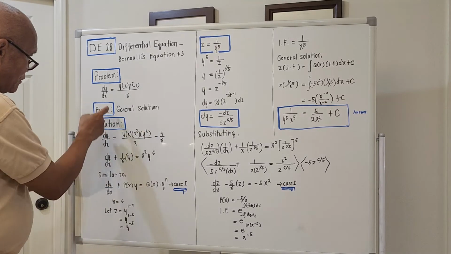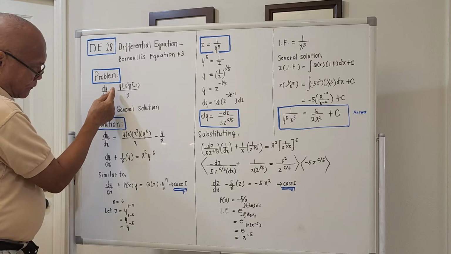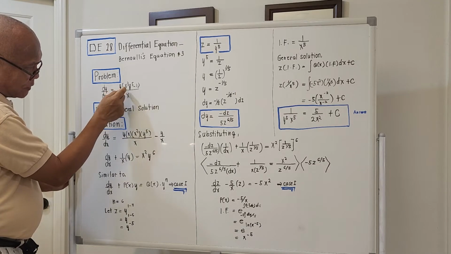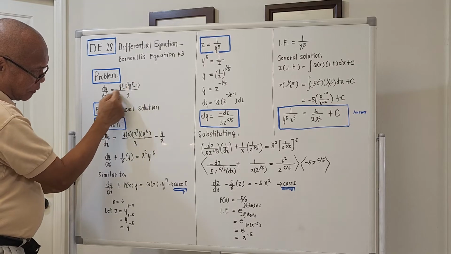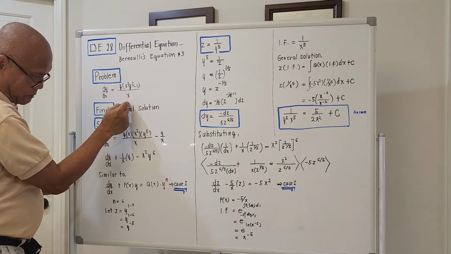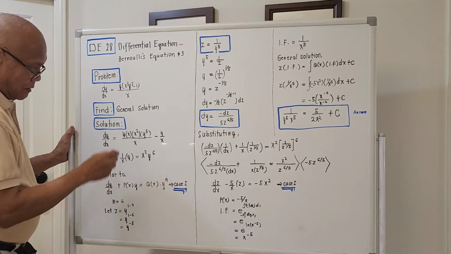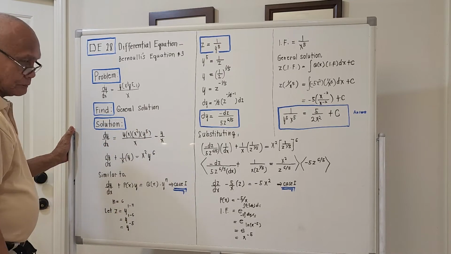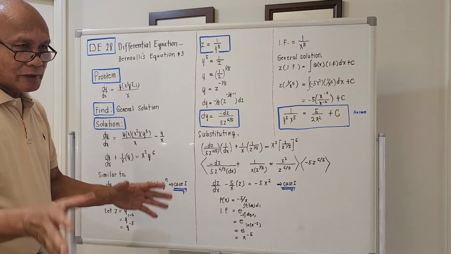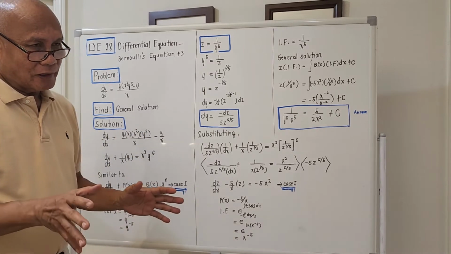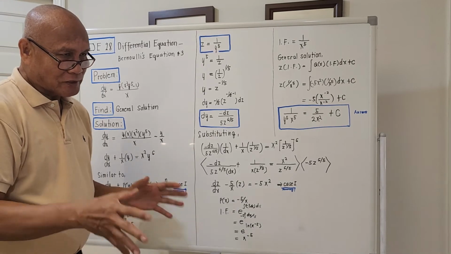The given problem is dy/dx equal to the product of y times the quantity x cubed y to the fifth minus 1, closed quantity, all over x. The requirement of the problem, as usual, find the general solution. Okay, let's try to bring out the solution. I will try to explain at least possible verbal things for you to understand it easily.